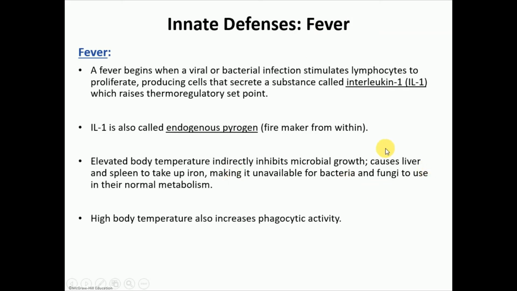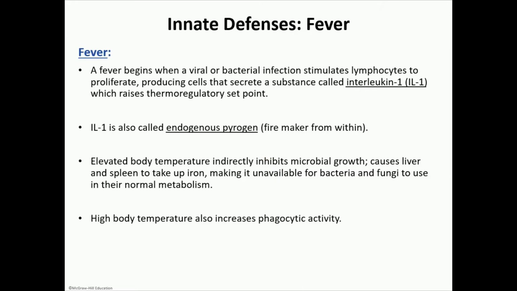Another thing that the liver does when the body temperature goes up is that it hoards all of the iron. It keeps the iron, and iron is something, again, that bacteria and yeast both need in order to grow and make us sick. Also, the high body temperature increases your phagocytic activity, so it stimulates the immune system.